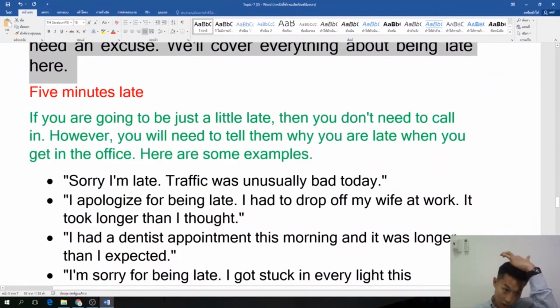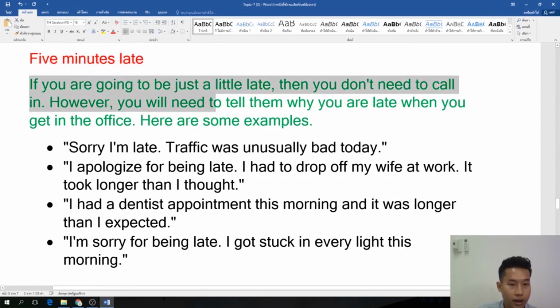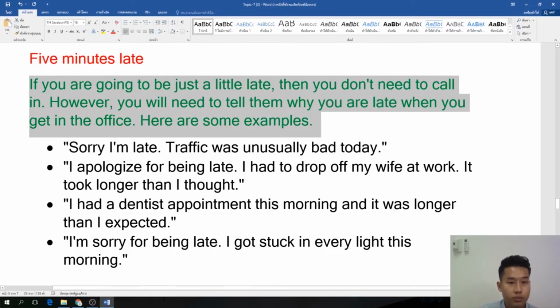Okay, right now we're trying to read first, and also how to say an excuse to your boss here. 5 minutes late, right? If you're going to be just a little bit late, then you don't need to call in. However, you will need to tell them why you are late when you get in the office. Here are some examples you can say.